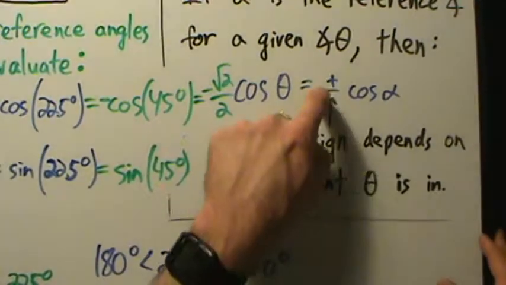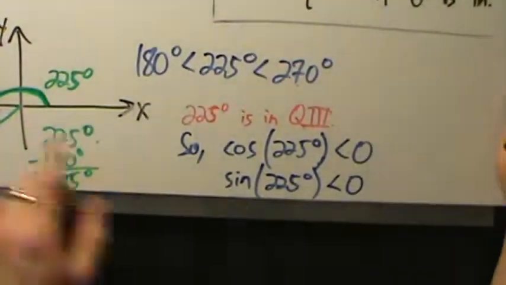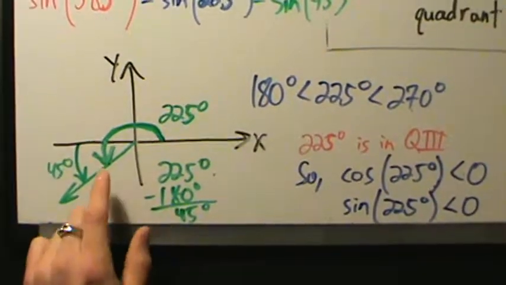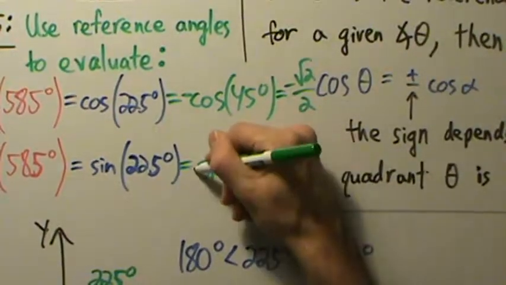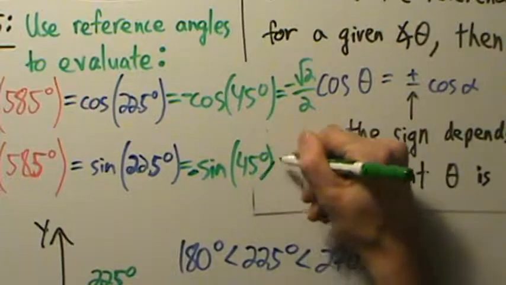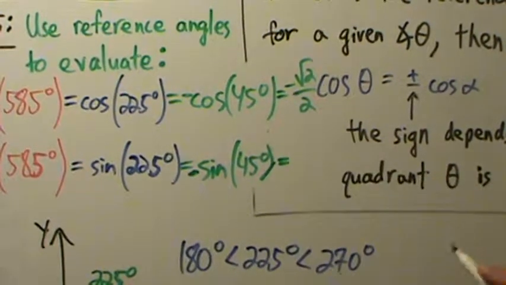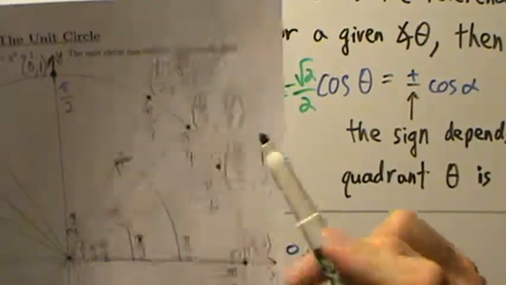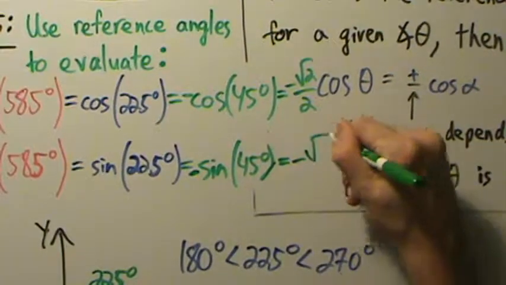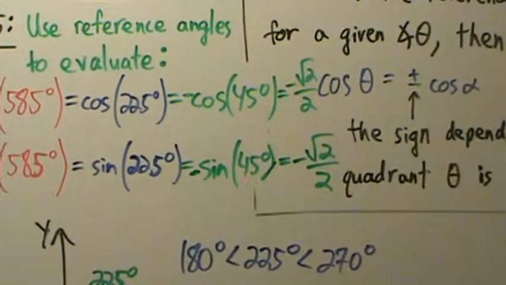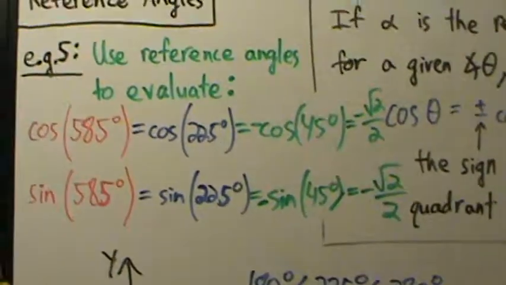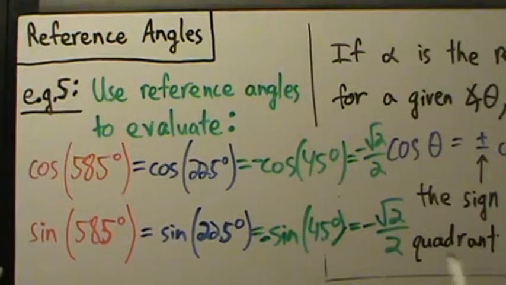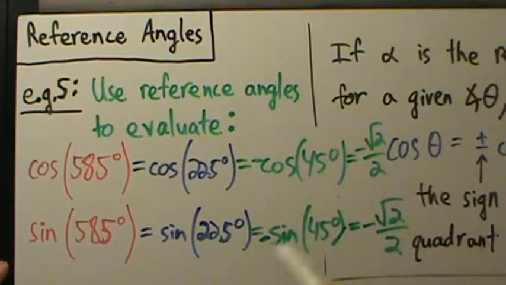So we have to include this minus sign because we found out that the sine of 225 degrees is negative, because 225 degrees is in quadrant 3. So we have negative sine of 45 degrees, which again, 45 degrees is pi over 4. The sine is the y-coordinate, root 2 over 2. So this answer is also negative root 2 over 2. That's example 5 of using reference angles to evaluate trig functions. So negative root 2 over 2 and negative root 2 over 2 for both of these.